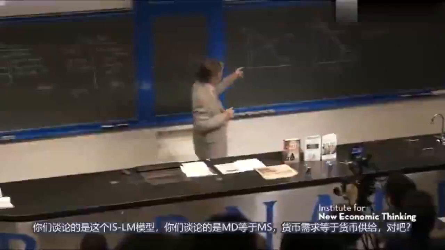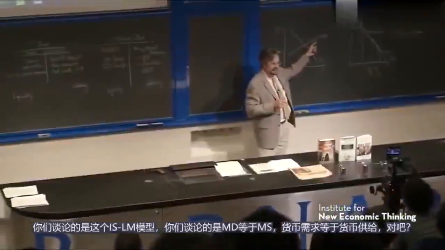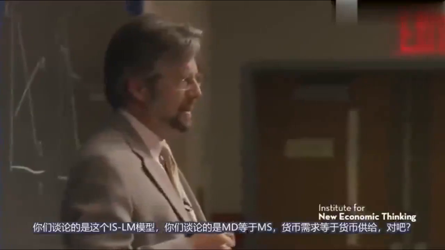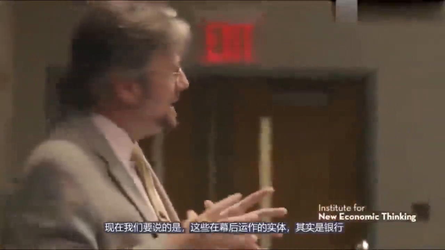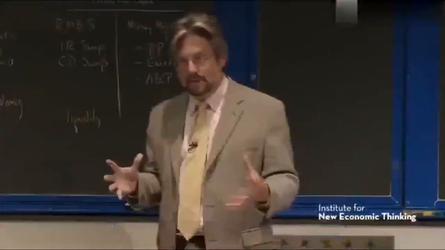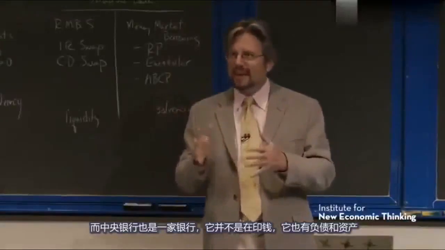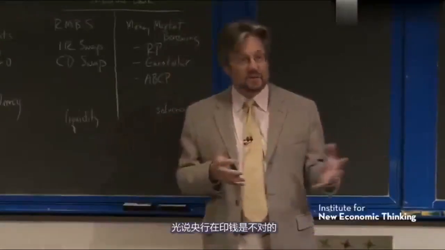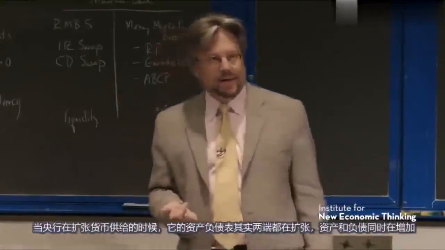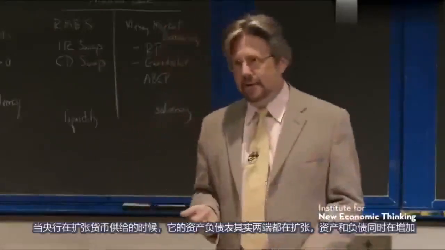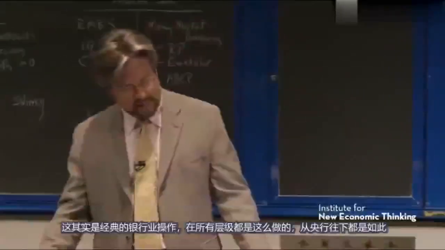The point I want to emphasize is that in many economics classes you've had, you talk about MD equals MS, money demand equals money supply. Now we're saying that what's actually behind the scenes there are banks, and a central bank is a bank. It's not printing money. It has liabilities and assets. It's just not correct to say that it's printing money. When it's expanding the money supply, it's expanding both sides of the balance sheet, assets and liabilities, at the same time. This is a classic banking operation.